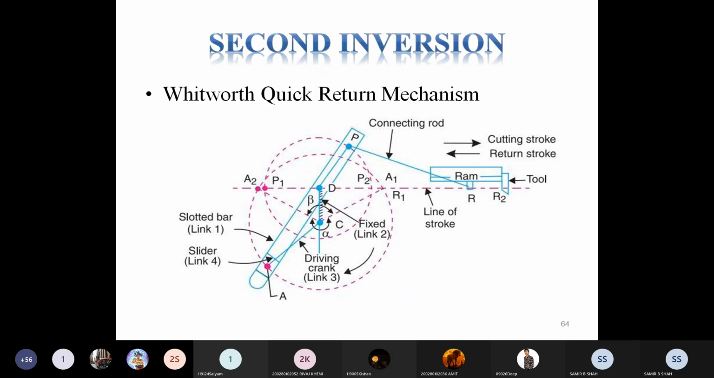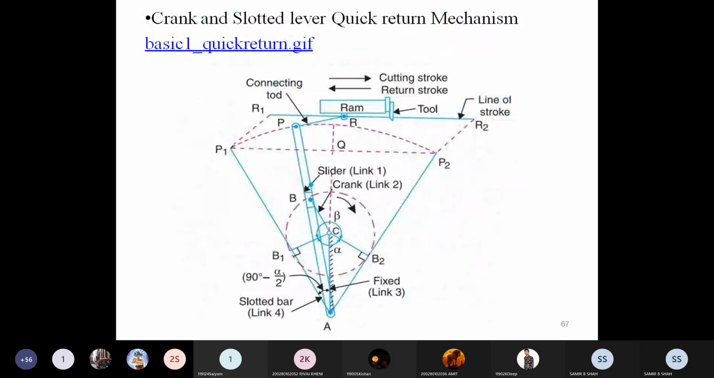Here it may be used mostly in both machines, the shaper and the slotter, but the crank and slotted lever mechanism is mostly used in the slotting machine only, where we prepare or make the slot.